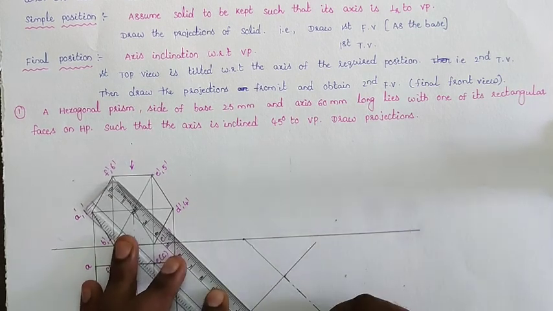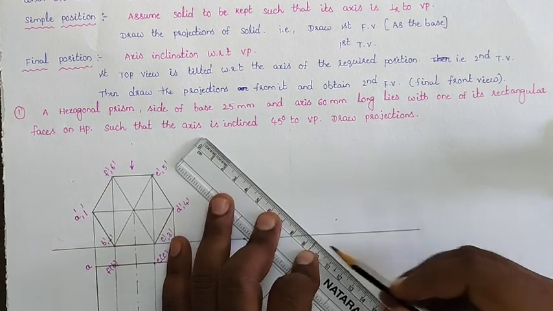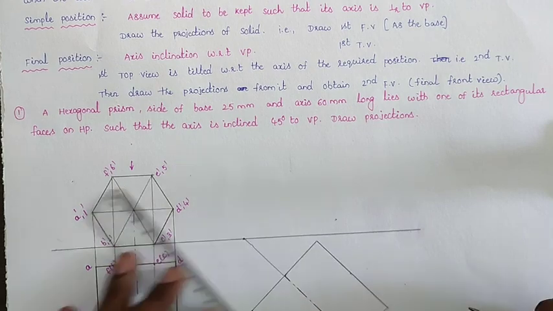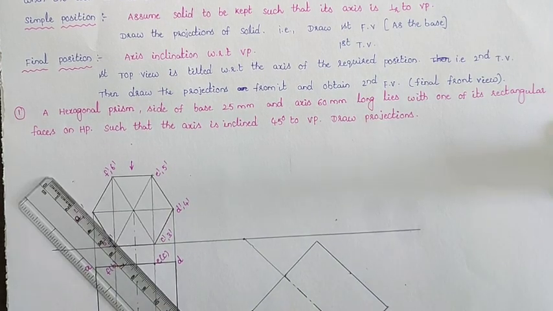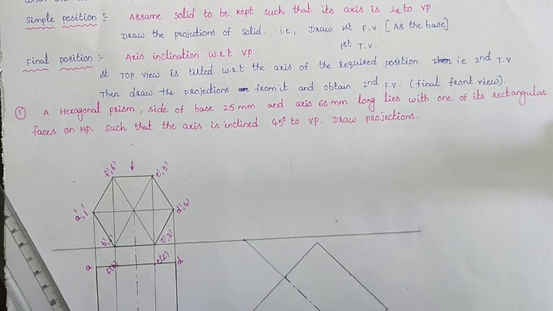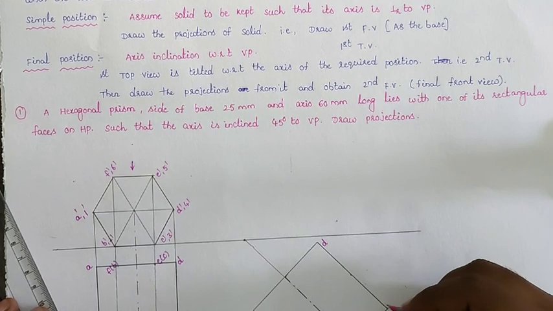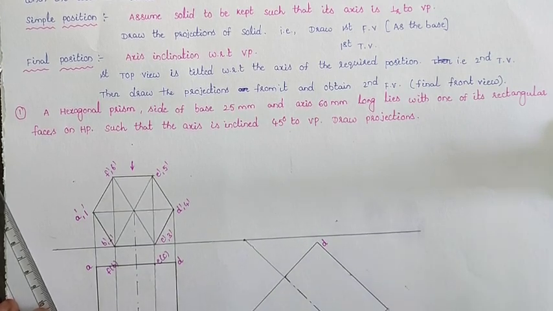So this is the second top view of our diagram. You can tilt the axis with an angle of inclination of 45 degrees. I am locating this one as A and this is point 1, and here I am locating D, this point, and this point I am locating as 4.